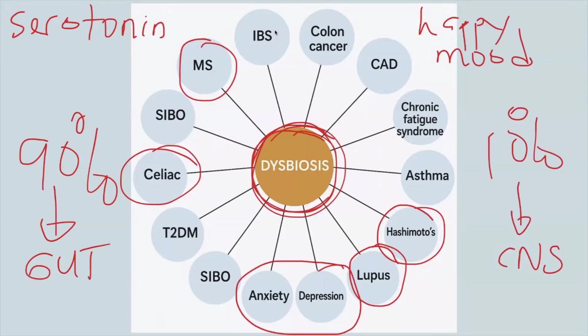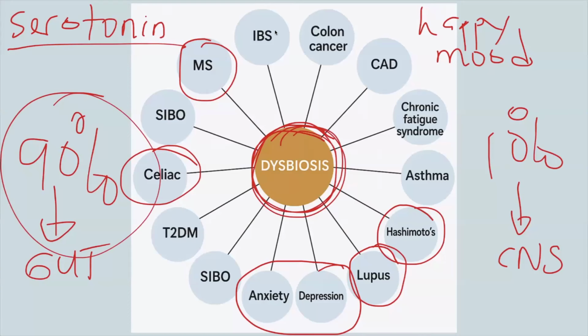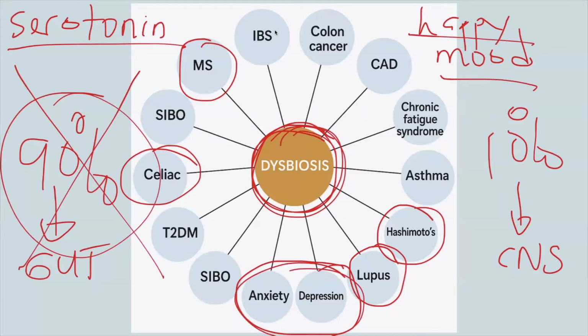When the gut is unhealthy, it means the factory that makes serotonin is not working. If the factory is not working, is it going to produce this product? Nah. If it doesn't, then you cannot secure mood and happiness. You have anxiety and depression.